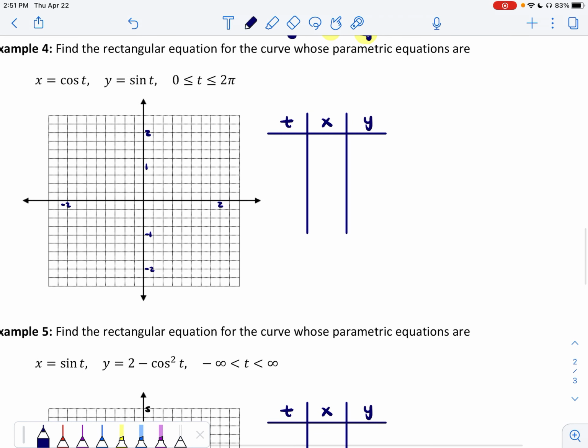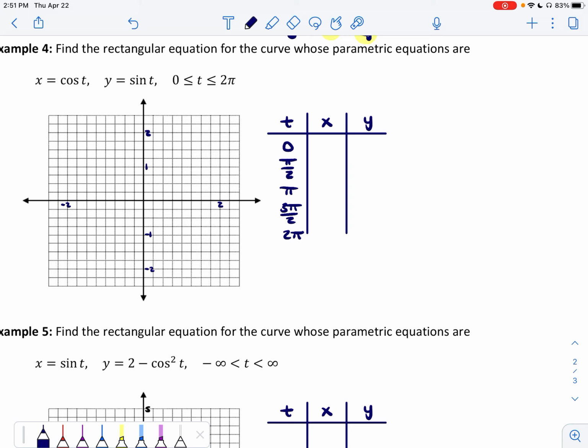So if we want to graph it, then we would pick some t values to plug in. In this case, our t's need to be between 0 and 2 pi. I'll just pick easy numbers: 0, pi over 2, pi, 3 pi over 2, and 2 pi. And we just need to plug those into both of our equations to find our x and our y.